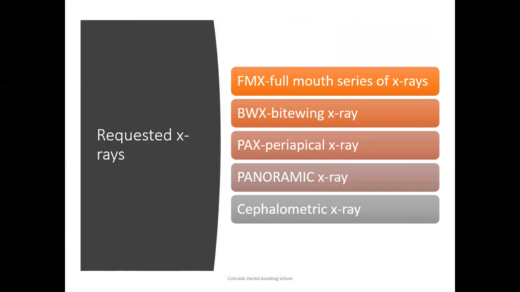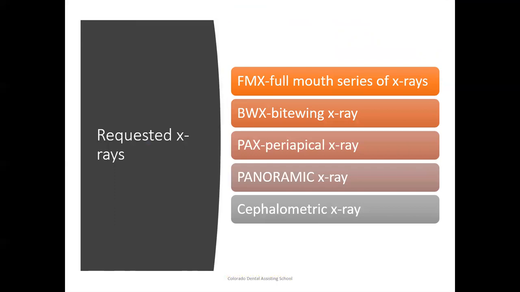Requested x-rays. This is what you're going to see in the dental field. All of these different variations we are going to talk about and practice. So FMX is your full mouth series of x-rays. That is a full 18 films, and it covers the entire mouth. The BWX is short for bite wing x-ray.